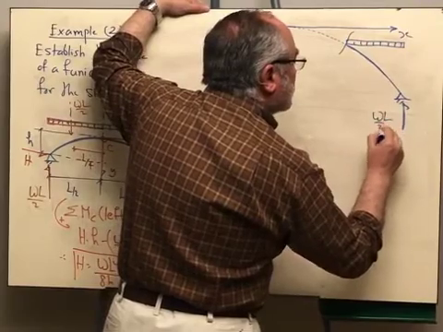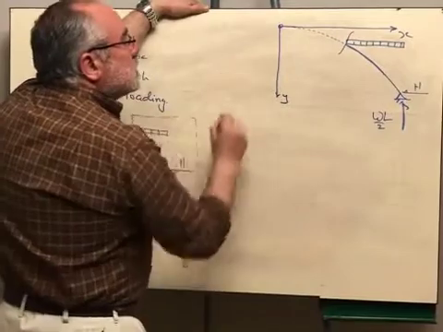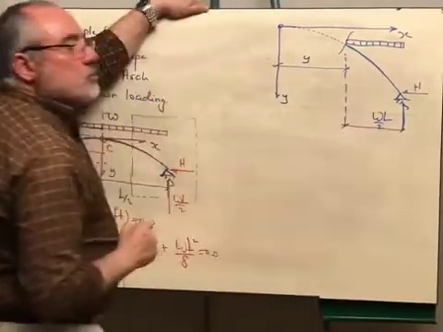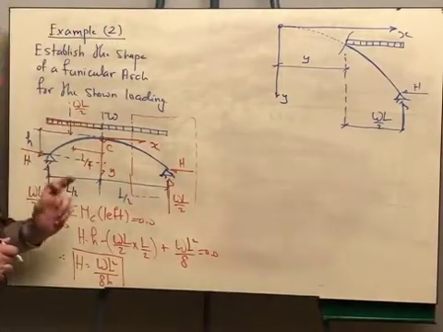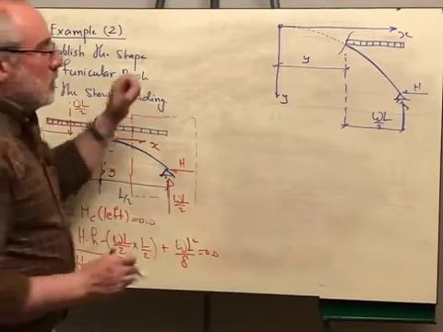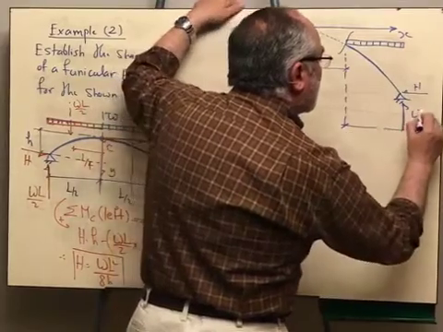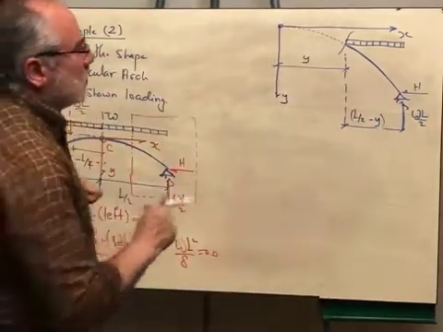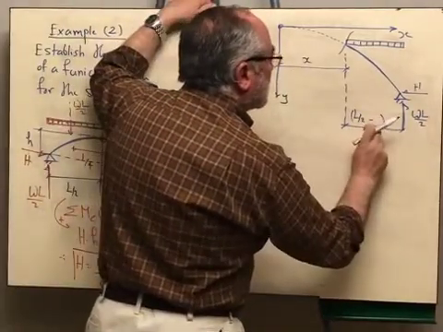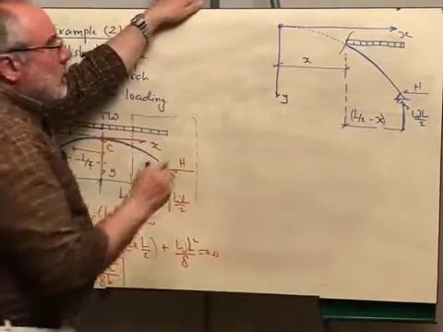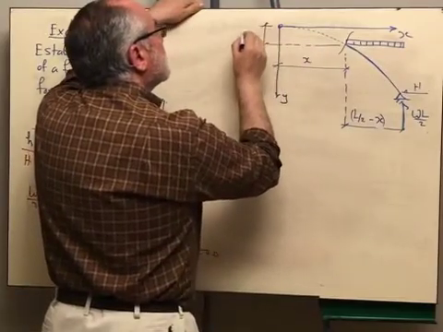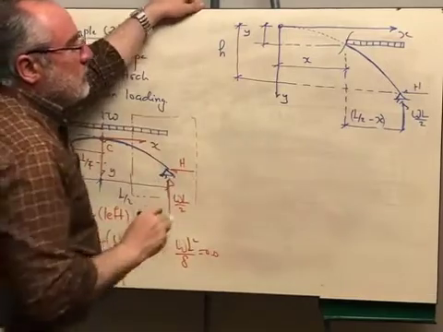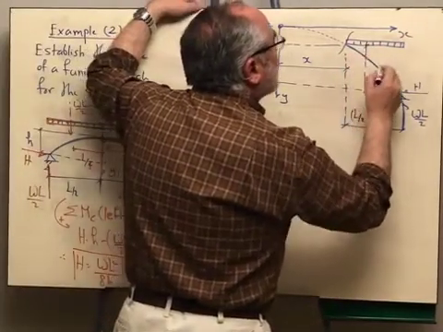We are having here reaction WL over 2, and we are having here horizontal reaction H. Since the origin is here, this is the y coordinate. This means the remaining part should be L over 2 minus y, because this distance is L over 2. Sorry, my x. This is x because it is parallel to the x direction. And also, the coordinate of this point is y, and we know that the rise of the arch is h. Therefore the remaining part is h minus y.